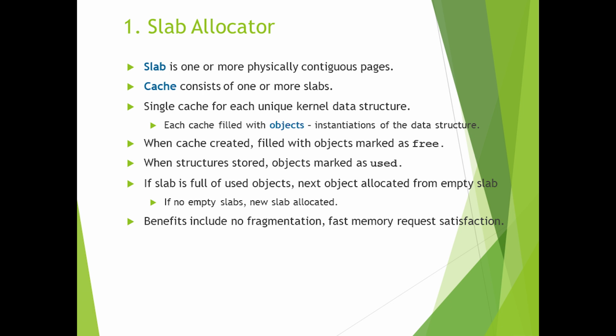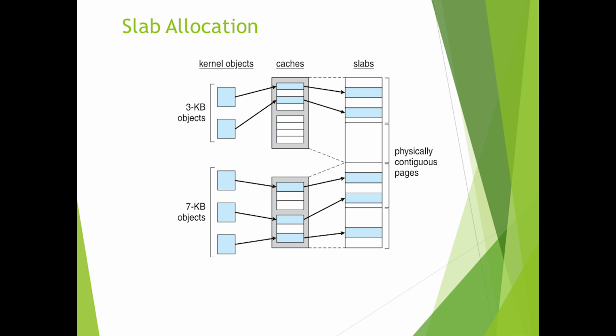If a slab is full of used objects, the next object is allocated from an empty slab. If there is no empty slab, a new slab is allocated. Its main benefits are no fragmentation and fast memory request satisfaction. The main concept is to allocate memory for the kernel objects. This is the diagram for the slab allocation.